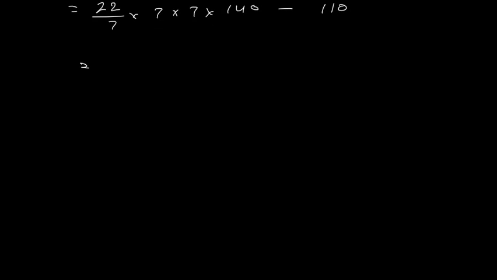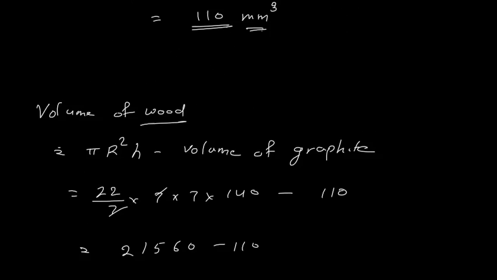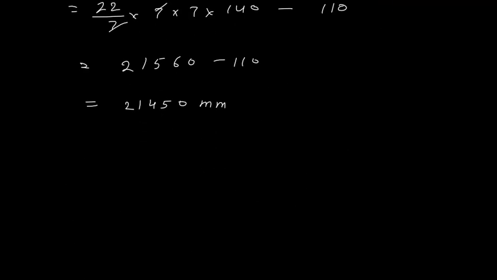So this we will calculate, the 7 will cancel. Then we have 22 into 7 into 140. You are very good in calculation, you can calculate it. It is 21560 minus 110 is equal to 21450 mm cube. This is the volume of wood. So volume of wood is 21,450 mm cube.